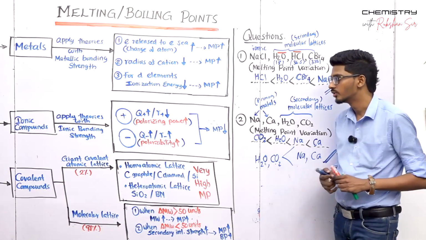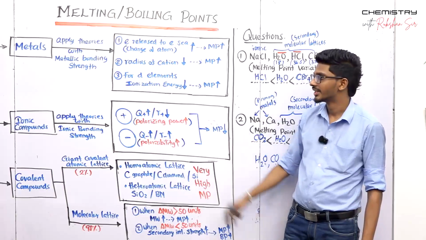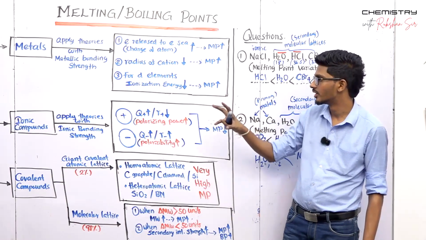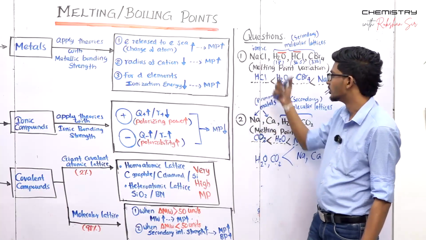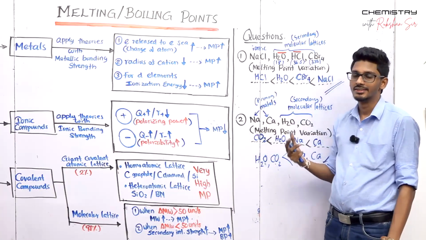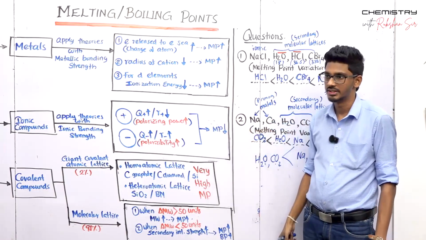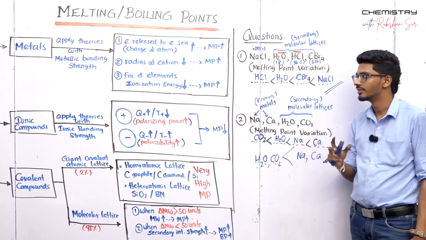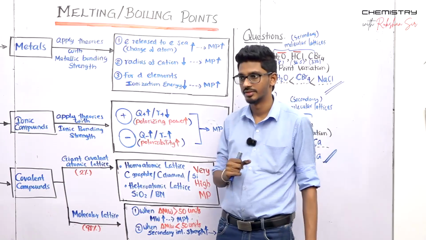So this is how we need to use separate sets of rules for the separate particles we are dealing with. First you have to consider which section the substance belongs to, then apply the correct rule set, and then you can come up with the final answer. That is how we comment on the melting and boiling points of a substance.